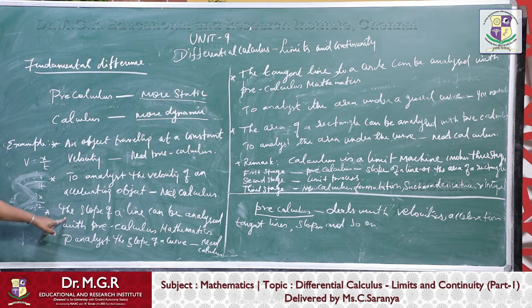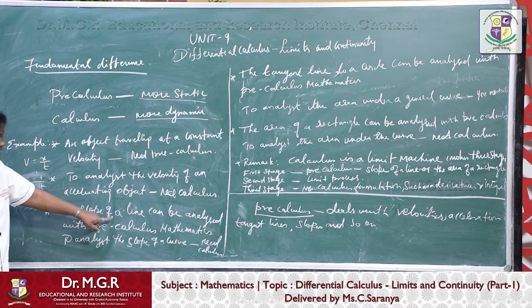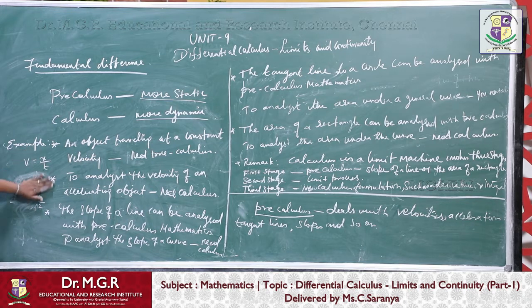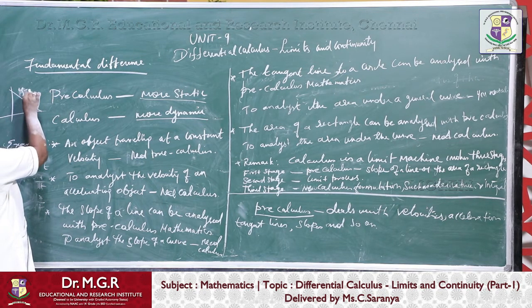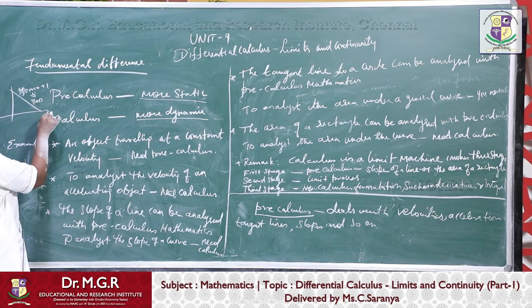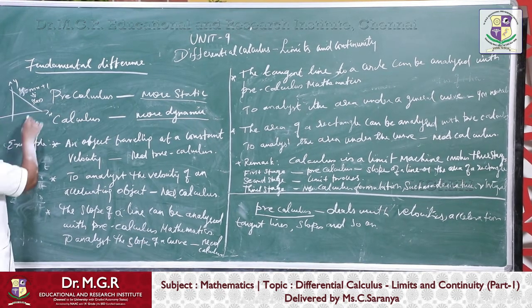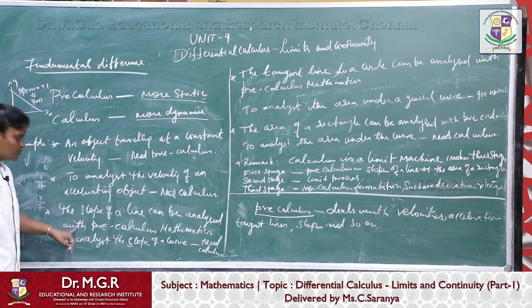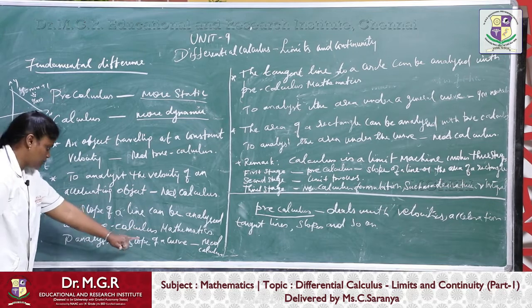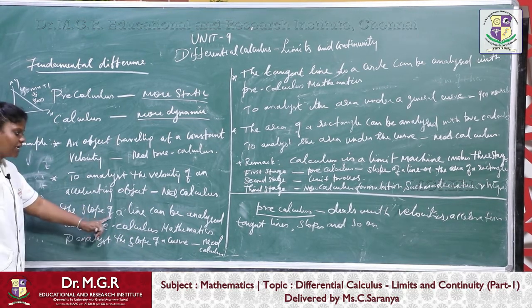Next example, the slope of the line. Already you all know what a slope is. It is a slanting line. For example, y is equal to mx plus c. m is the slope, this is x, this is y. So we can find the slope. The slope of the line can be analyzed with pre-calculus mathematics.